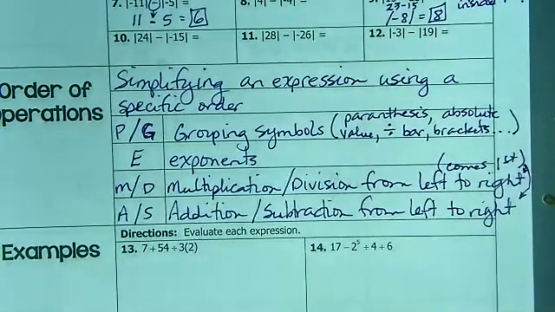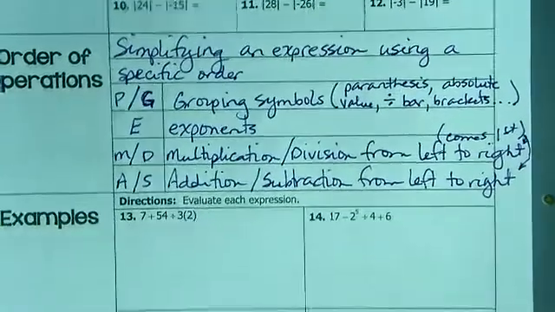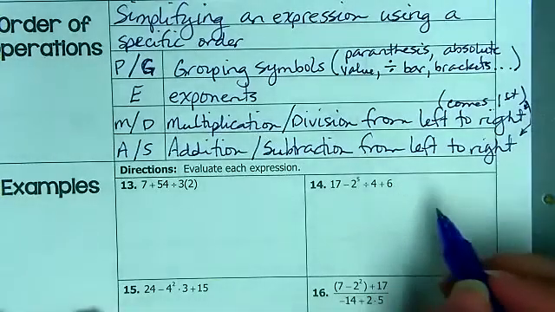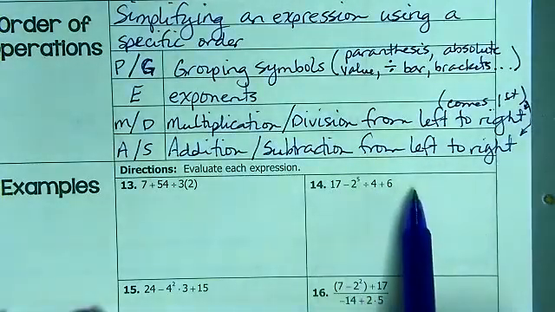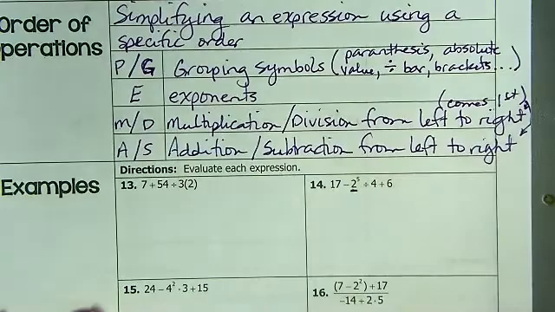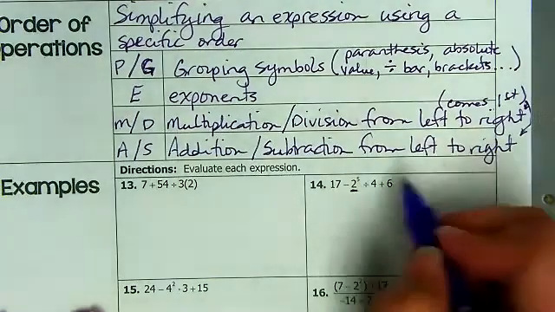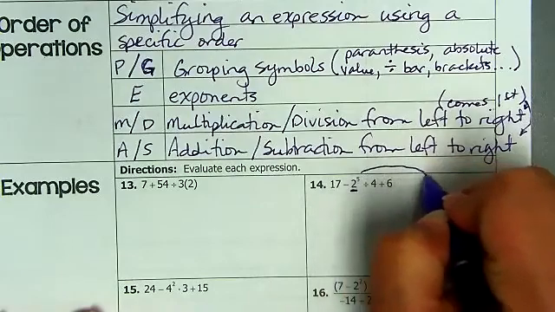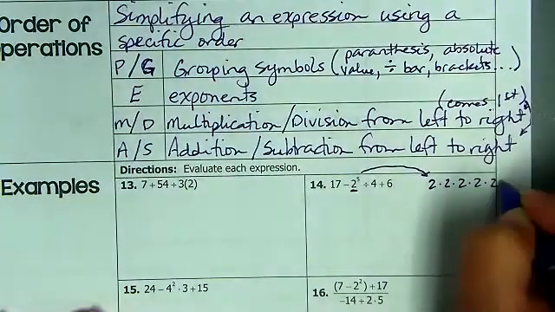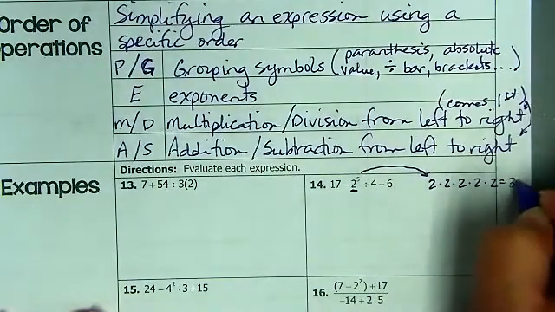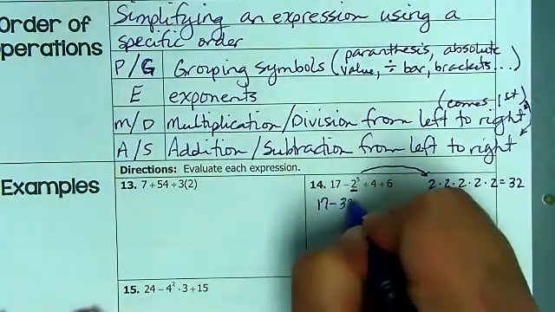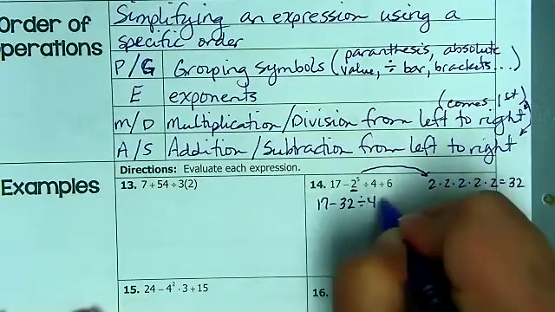Okay, so now we're going to work a couple of problems. We're going to start off by looking at number 14. I don't want to do all of these right now because it would take too much time. So when I'm looking at this, I first go through and look, are there any grouping symbols? No. So then I'm looking for exponents. Yes, I have the 2 to the 5th power. That means I'm actually doing 2 times 2 times 2 times 2 times 2, which is going to give me 32. So now I plug that in here. So I'm going to have 17 minus 32 divided by 4 plus 6.